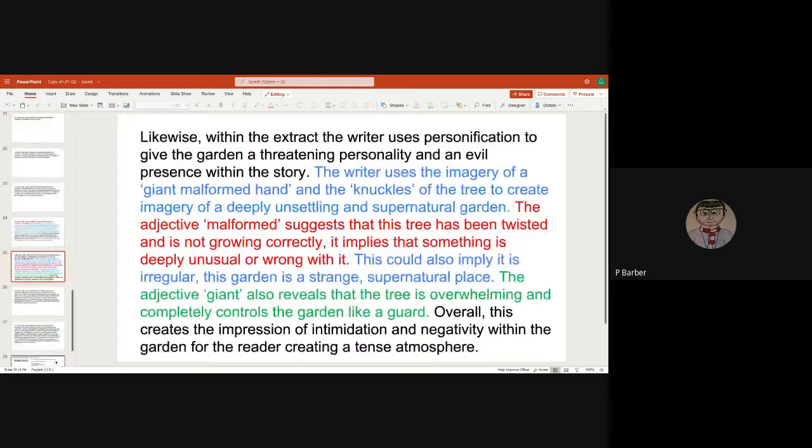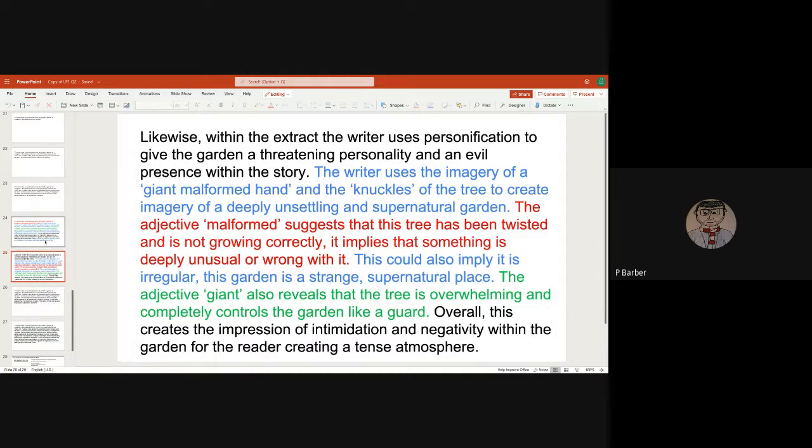So, second example, this is all together. The point, likewise within the extract, the writer uses personification to give the garden a threatening personality and an evil presence within the story. The writer uses the imagery of a giant malformed hand with knuckles of the tree to create imagery of a deeply unsettled and supernatural garden. The adjective malformed suggests the tree is being twisted and is not growing correctly. It implies that something is deeply unusual or wrong with it. It could also imply it is irregular, that the garden is a strange and supernatural place. The adjective giant also reveals the tree is overwhelming and completely controls the garden like a guard. Overall, this creates an impression of intimidation and negativity within the garden for the reader, creating a tense atmosphere.